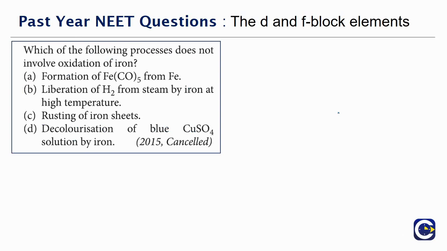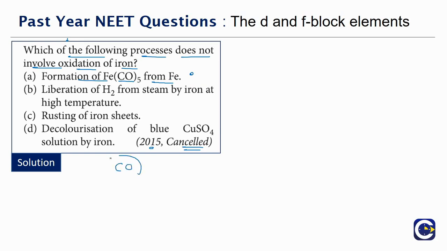Next, another question that has come from the same NEET 2015 cancelled paper. Which of the following processes does not involve oxidation of iron? So what are the processes that they are talking about? Formation of Fe(CO)5, iron pentacarbonyl, from Fe.